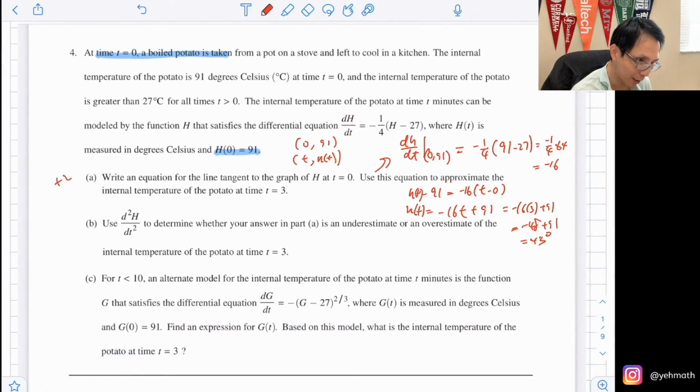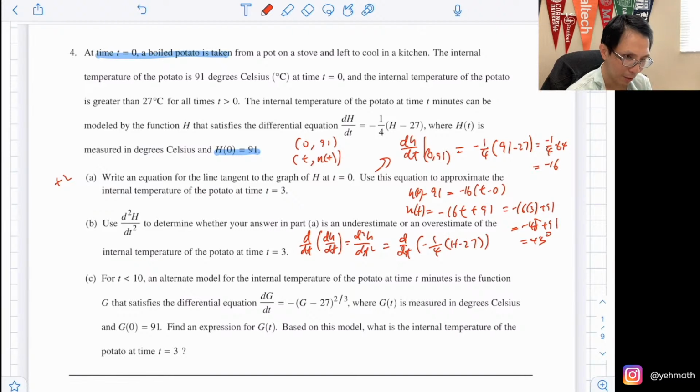Then you say, let's take the second derivative here. It will be d/dt of dH/dt, which is d²H/dt², which is equal to d/dt times -1/4 of (H - 27). I'll distribute that, and I know the constant's going to go away. So it'll be -1/4 of dH/dt. Does that make sense?